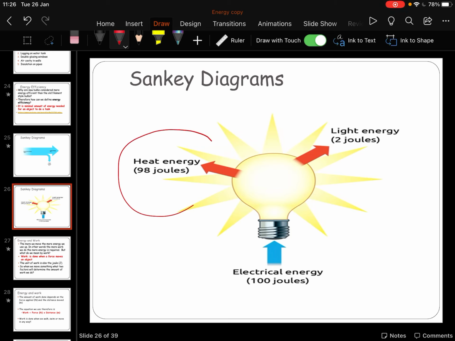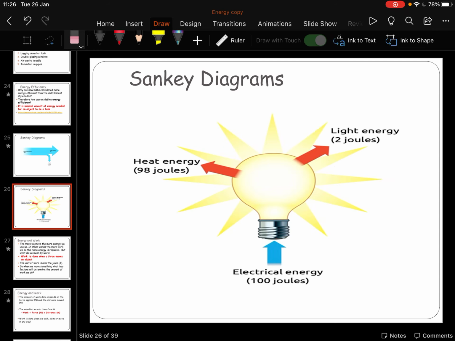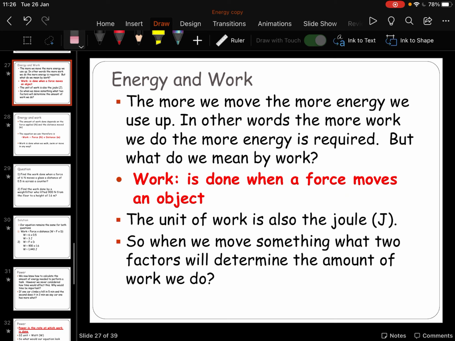So this bulb here, 98 joules. With the old style bulbs, the majority of the electricity came out as heat, and very little of it came out as light. So the 100 joules went in, and only 2 joules was used as light. That doesn't happen anymore now, of course, it's cheaper electricity and everything.